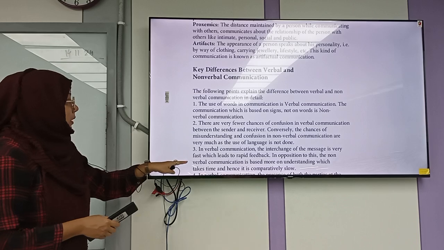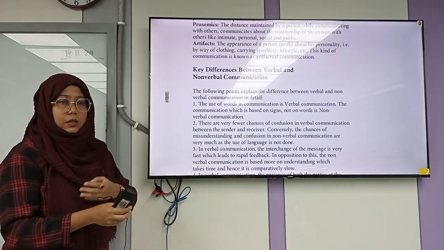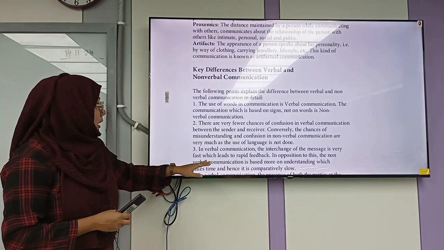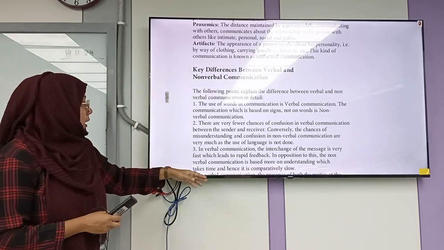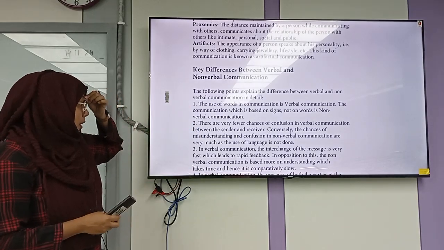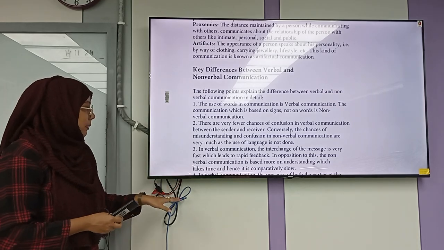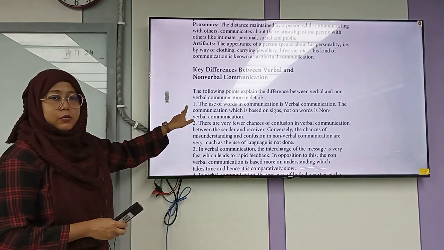So in verbal communication, interchange of the message. So the message is interchanged fast. So it's a pace, that's why we are getting rapid feedback. And in opposition to this, the non-verbal communication is based more on understanding, which takes time, and hence it is comparatively slow.